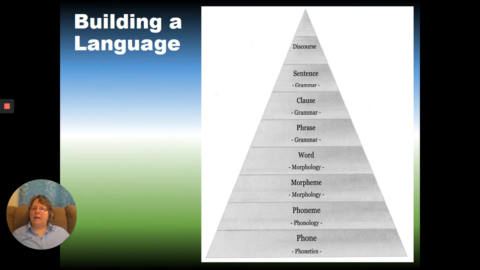So, just a reminder of our building a language. We have our building blocks. We have our sounds, phones, phonetics. Then we have our categories of sounds in language, and how those sounds go together to make words, morphemes, or individual pieces of words that have the same meaning. How those words go together to make phrases, clauses, and then how those sentences go together to create meaning and story.